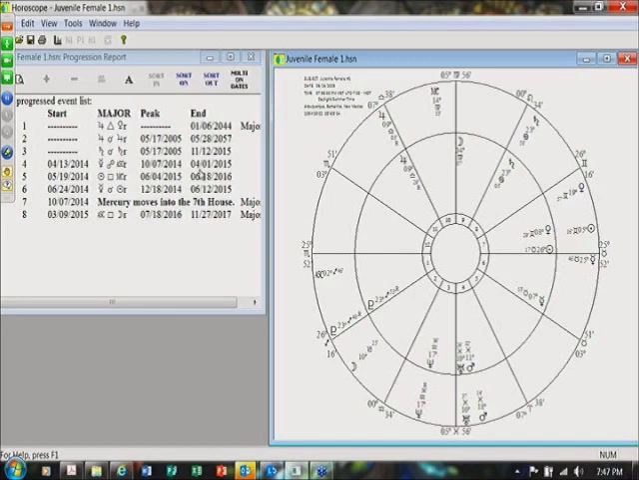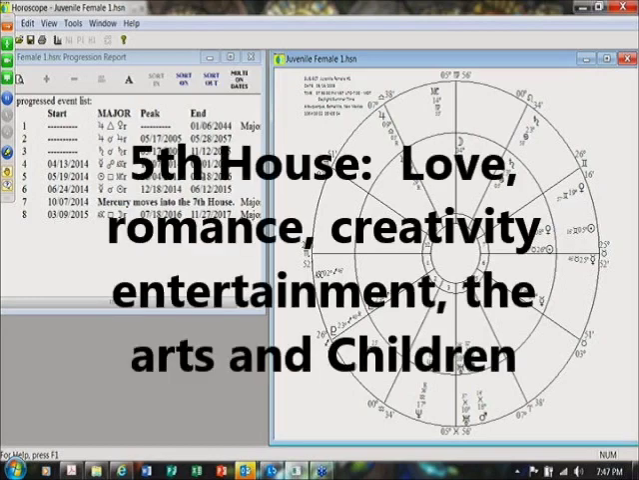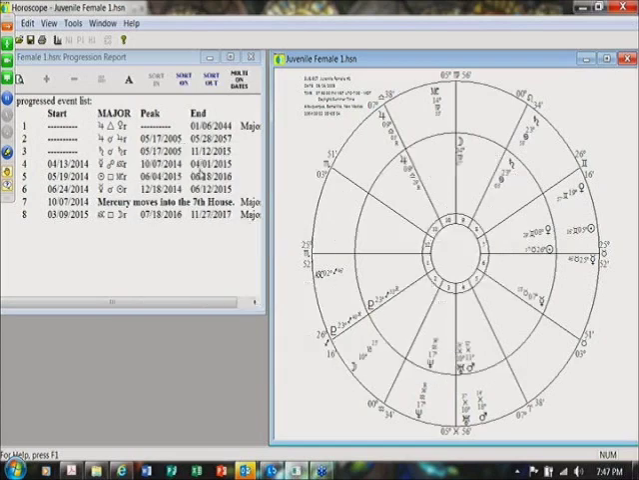But overall, looking at this chart, the fourth house is the red zone in the chart. This is the second strongest area and the most discordant area, which means one, it's painful, and two, it has her attention. Fifth house, love, romance, creativity, entertainment, the arts. Anyone want to add? Children.